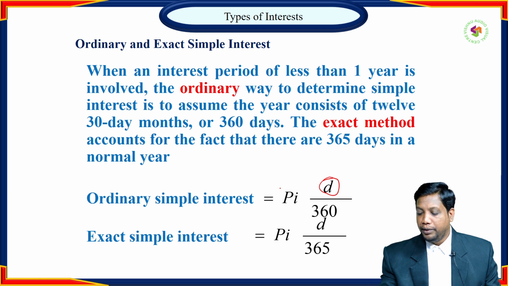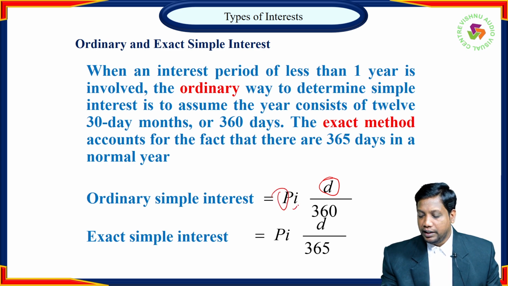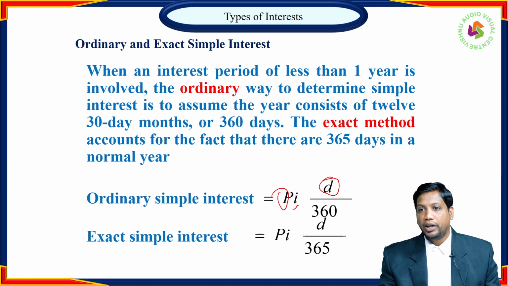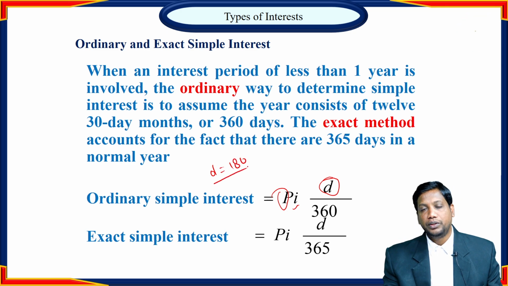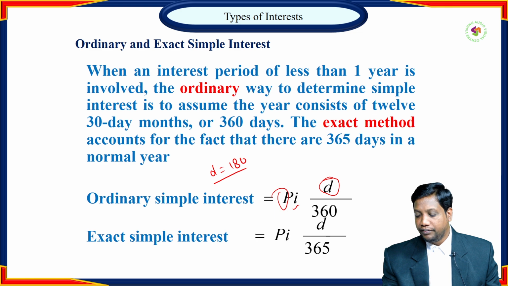Okay, and P is the principal amount, I is the interest rate, and D is the number of days, for both cases. For example, we would like to determine how much interest amount is accumulated after a period of 180 days. So D equals 180 days. In this formula, we need to substitute D equals 180 days. In the same way, for exact simple interest also, we need to substitute 180 in place of D.